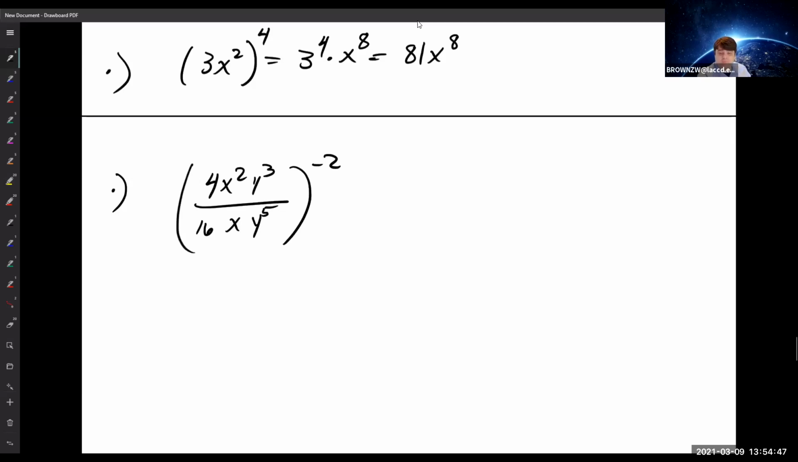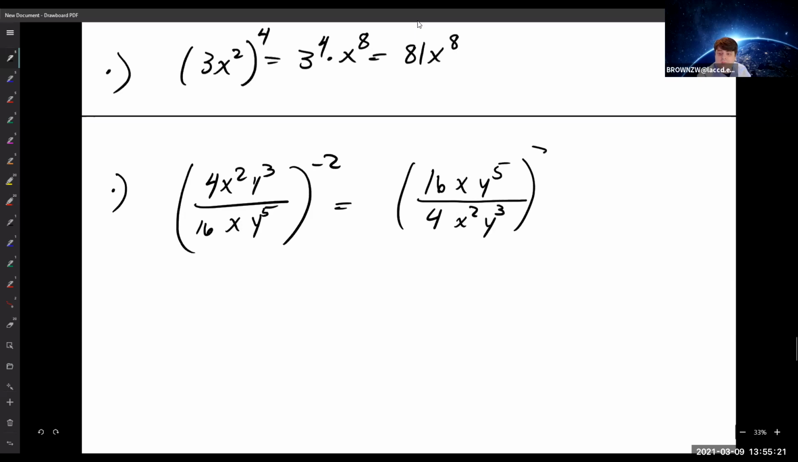So kind of talking about how we did before, what I like to do is before I deal with powers, I like to simplify everything. But remembering that negative powers cause reciprocals, my first step here is I'm going to make that positive 2 power by doing the reciprocal fraction. So it's going to be 16 x y to the 5th over 4x y cubed, all over x squared y cubed.